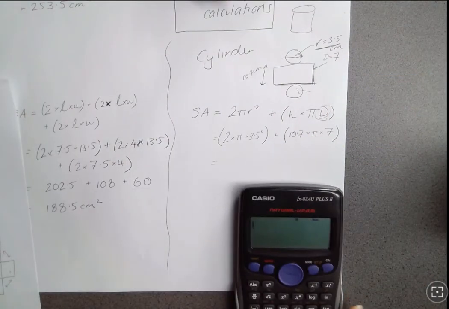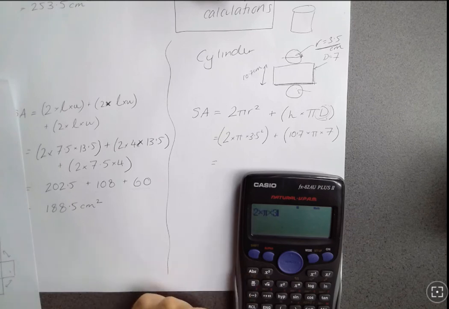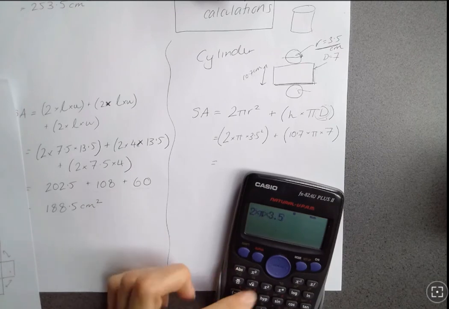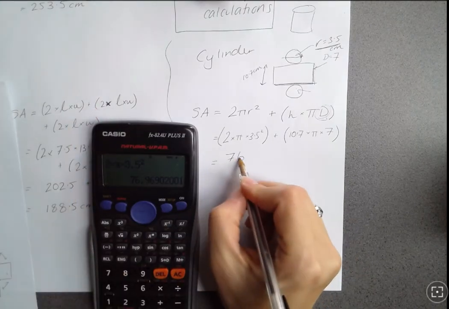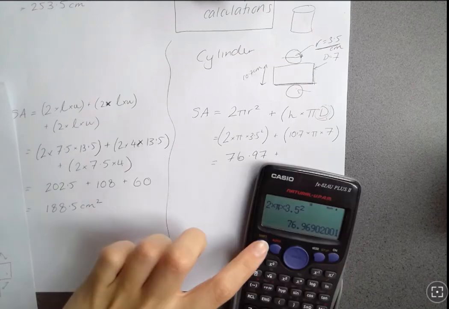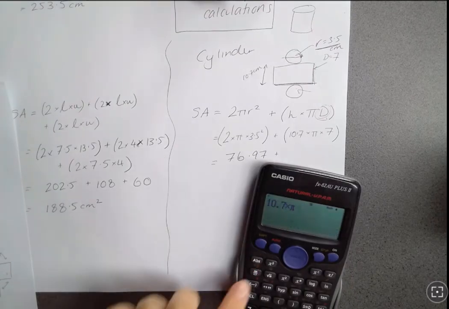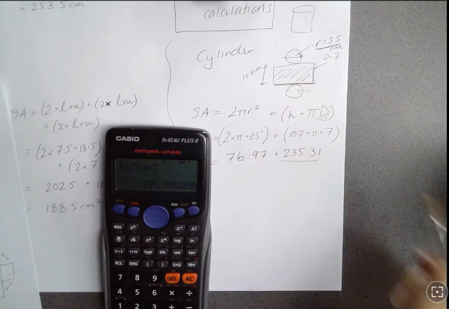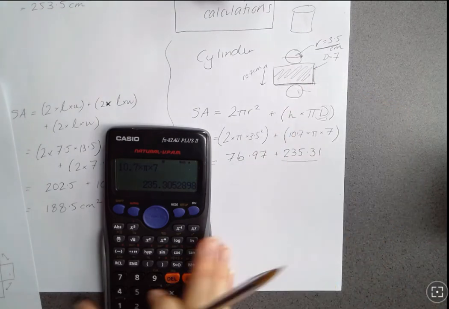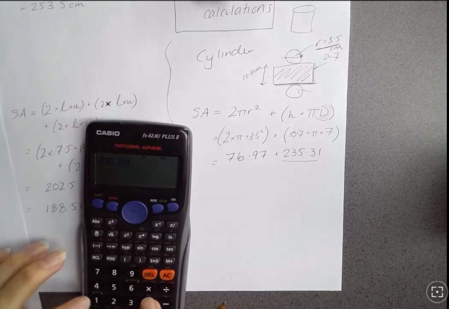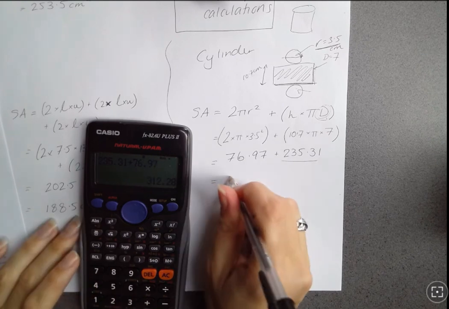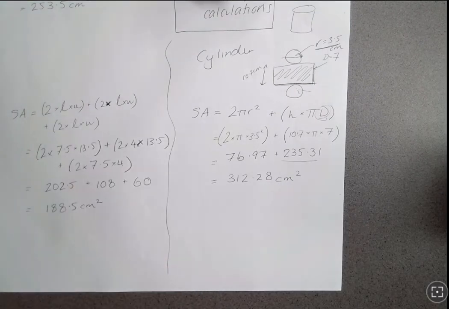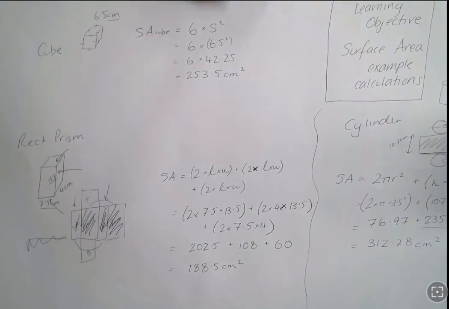Right, we can do each of these parts separately. 2 times pi times 3.5 squared will give us 76.97, and then we can do our 10.7 times pi times 7, and that is 235.31. So we can see this bit here, which is our label or our amount around the outside of the tin, is much bigger than the top and bottom put together, and that's fine. So 235.31 plus 76.97 means our total surface area is 312.28. Remembering we are still working in area units, so squared centimeters. So 3 main shapes, 3 different sets of rules, and making sure we can apply all of those rules.